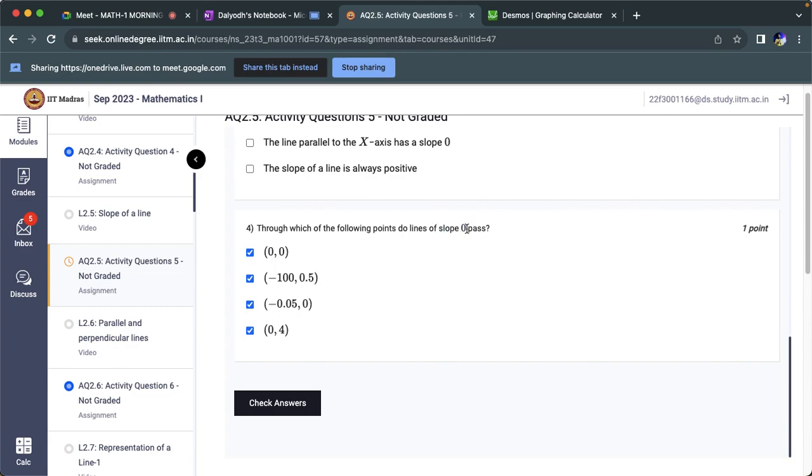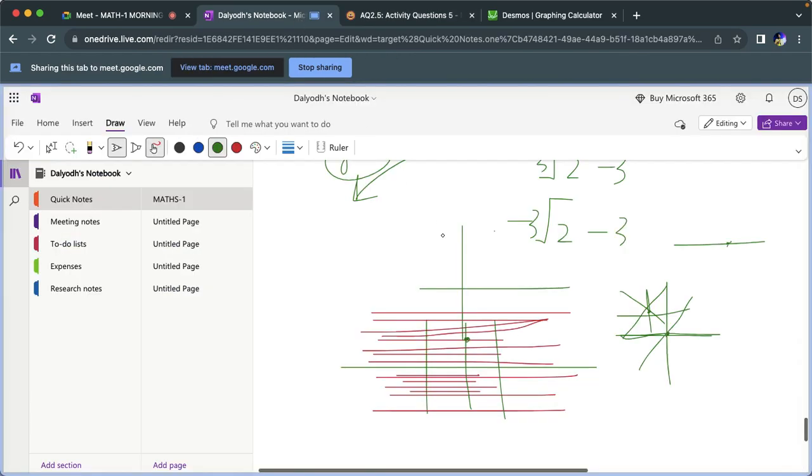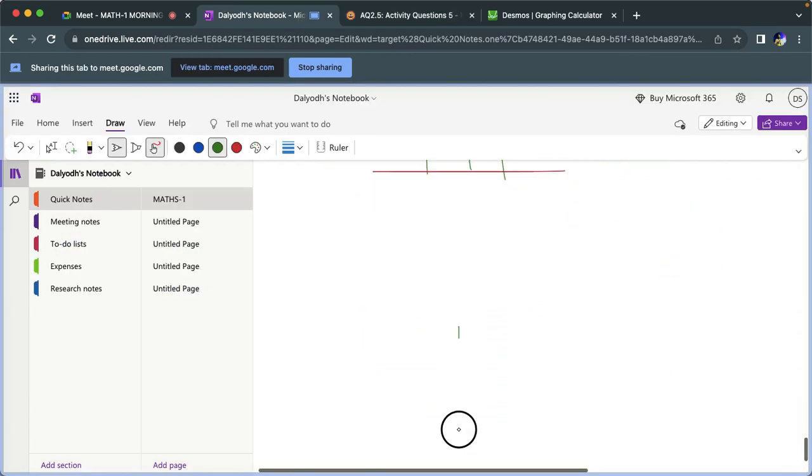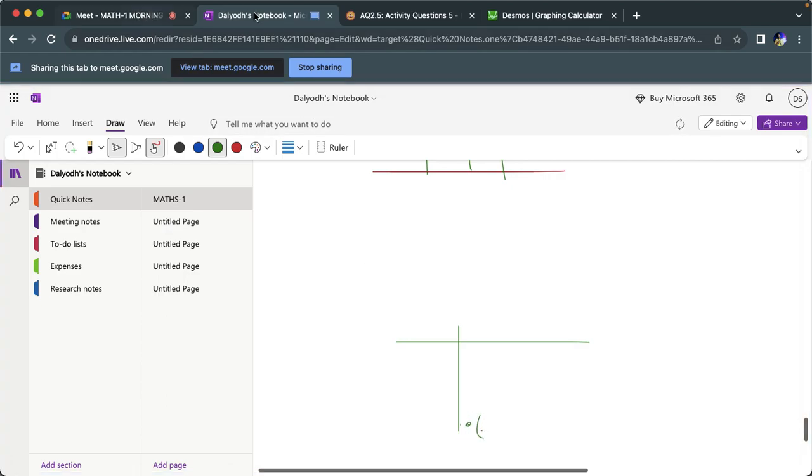Like let's take the second example, minus 100, 0.5. X is minus 100, so that will lie somewhere around the end of the graph. You can draw any graph, right? So that will lie on the left side, right? And the point five, let's say here is point five. Here is minus 100, and it will be on the left side, right?